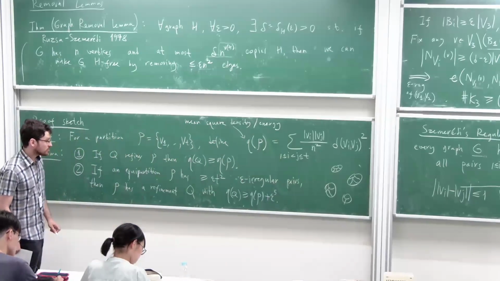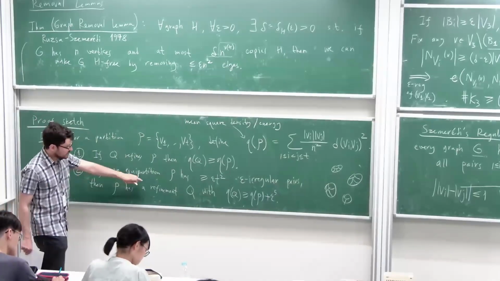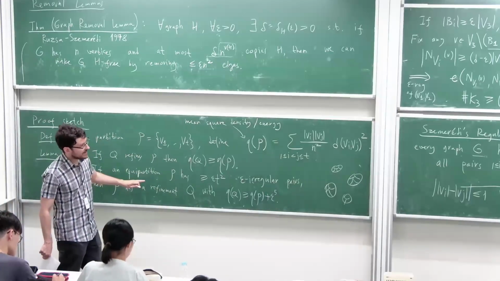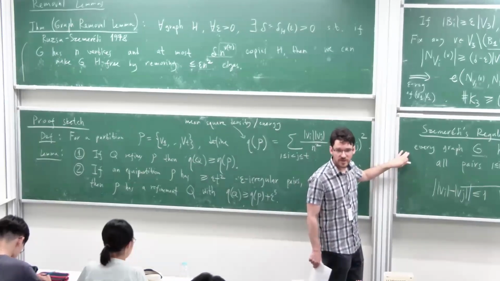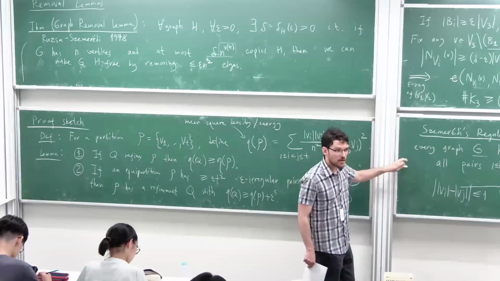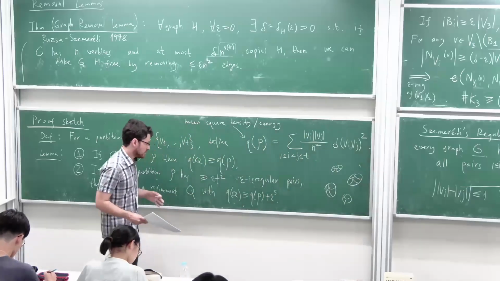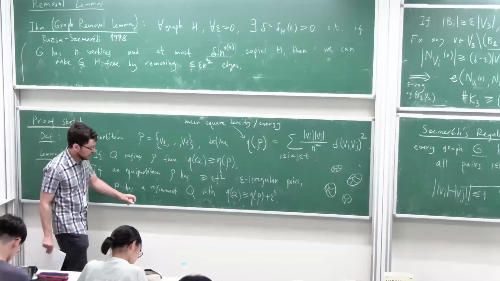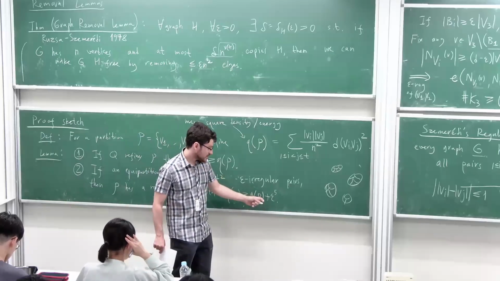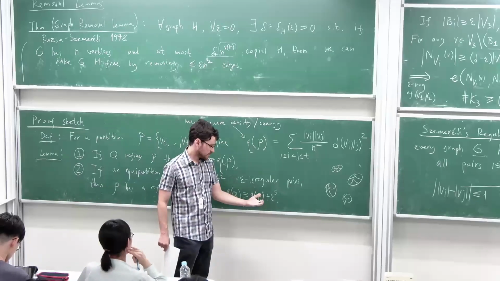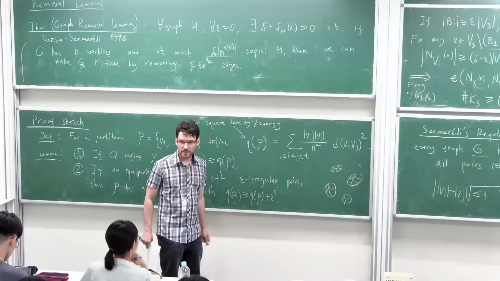So the second important property is that if P is an equipartition and P does not satisfy the conclusion of the theorem, so if we have too many irregular pairs, then we can actually get a refinement of P, Q, where the energy not only doesn't decrease, but actually increases by some substantial amount.